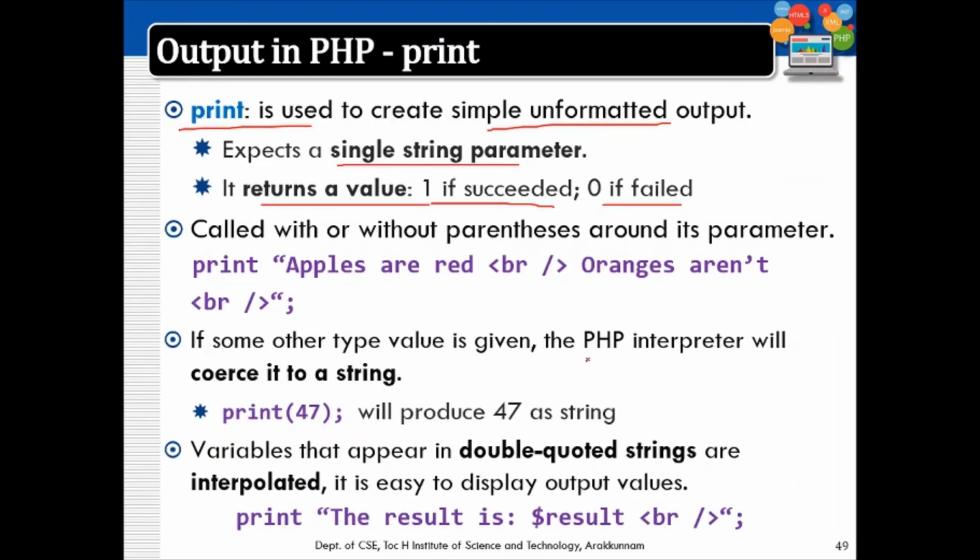So there are two differences. First is that print returns a value, echo does not. Echo can take more than one parameter, but print can take only a single parameter.